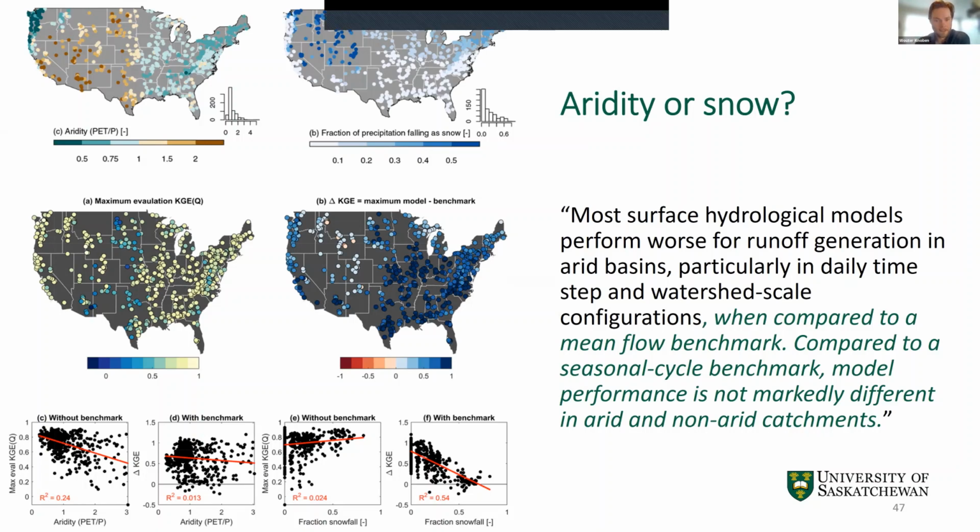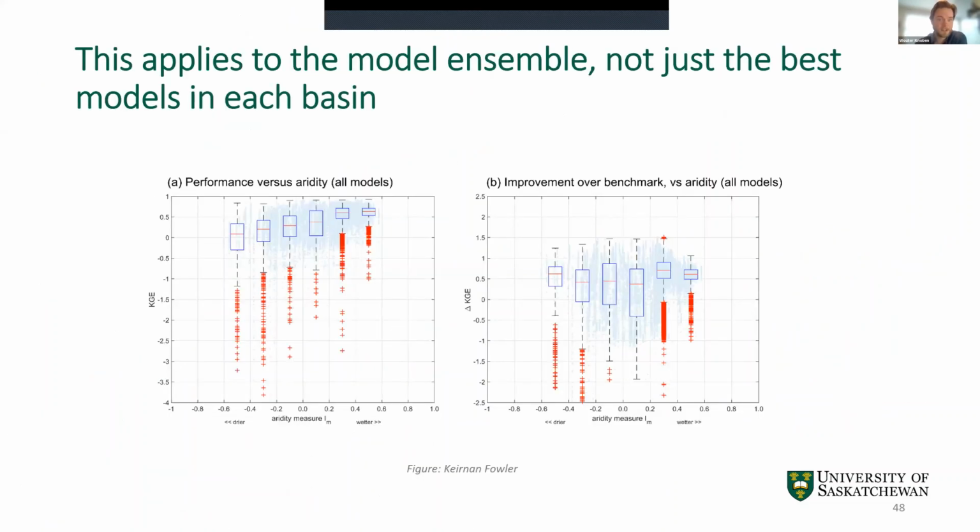And of course, we've looked at just the best model in each catchment in this analysis, but if we look at all the models across all the catchments, we see something similar. Slightly different aridity scale, but dry is here and wet is up here. And if we look at just absolute KGE scores, we see this trend of scores being higher in wetter basins. But if we look at the delta KGE, the improvement over benchmark, what we see is that in dry basins and wet basins, this improvement is approximately the same.